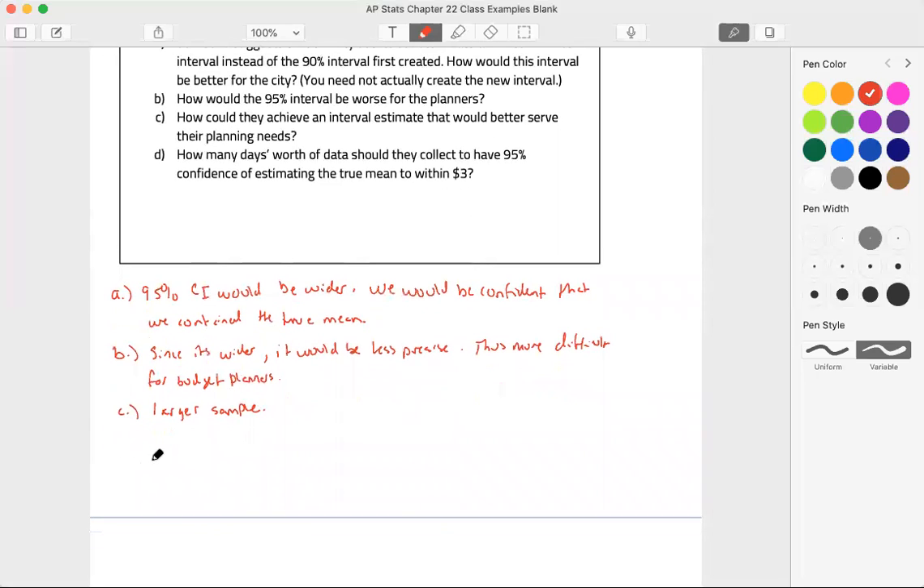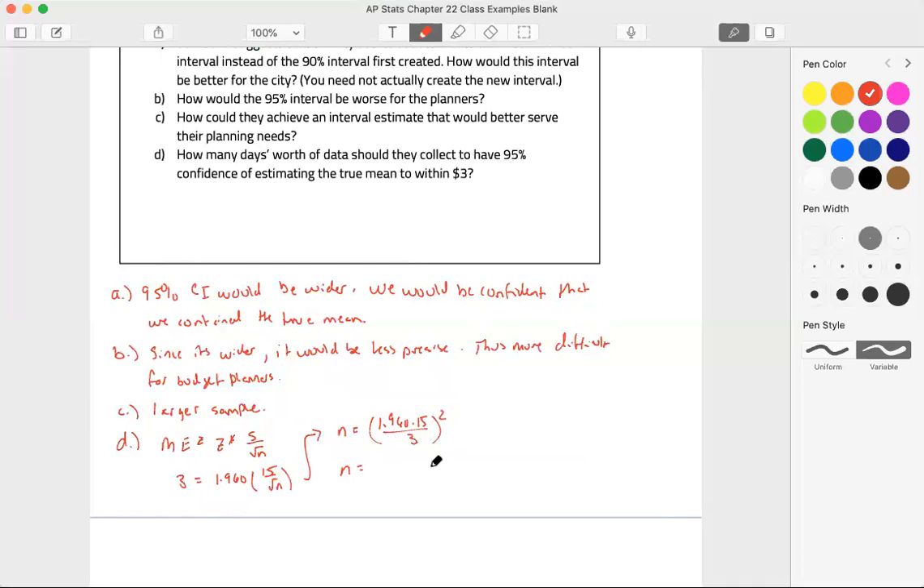And then D, how many days' worth of data should they collect to have a margin of error of $3 to be 95% confident? All right, so let's use this formula. Margin of error equals z star times s over the square root of n. So here we have 3 equals 1.960 times our standard deviation from the previous problem, 15, divided by the square root of n. Solving, you get n equals 1.960 times 15 over 3, squared.